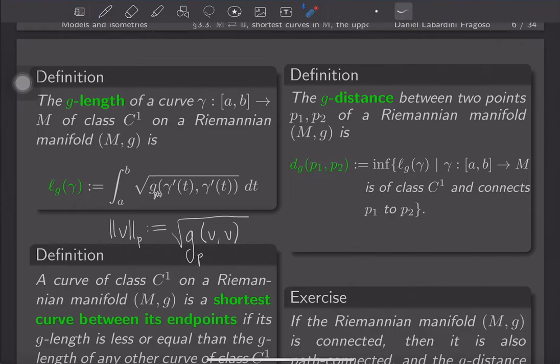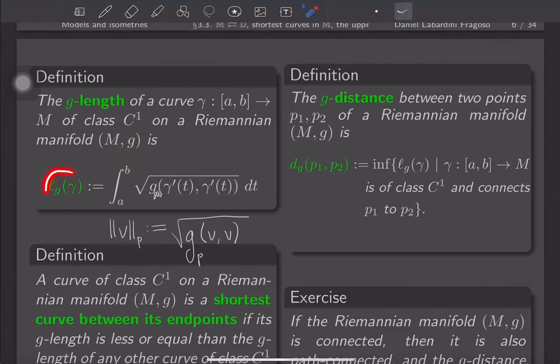Right? Okay, so if I have a curve of class C1, and by class C1 what I mean is that it has a first order derivative, and that the first order derivative is continuous. Or if it's easier for you to just think about curves of class C infinity, then just think about those. And then the G length, so you see G here is my Riemannian metric.